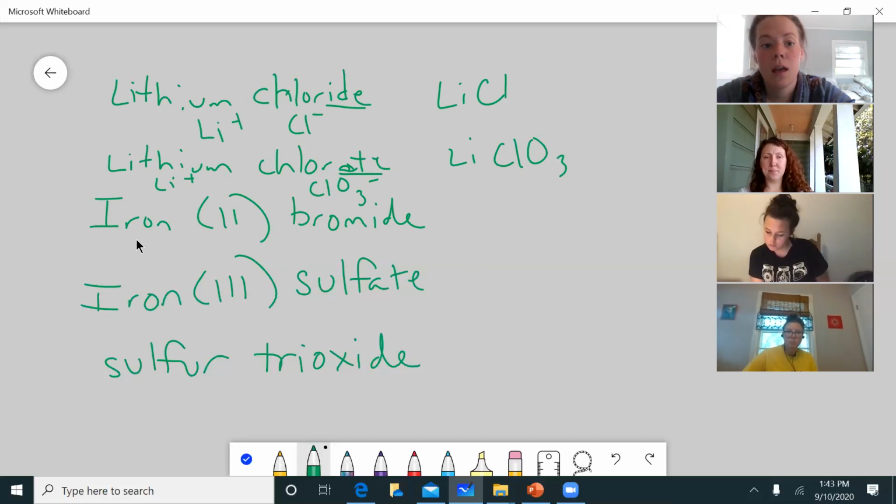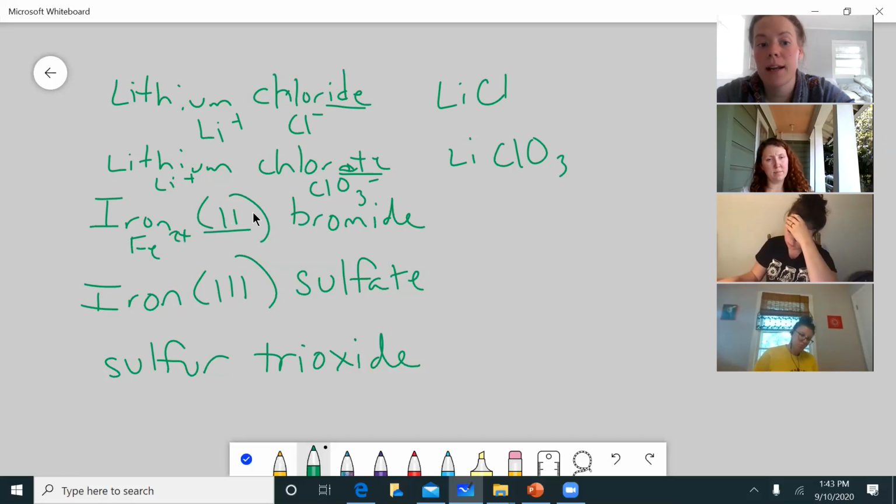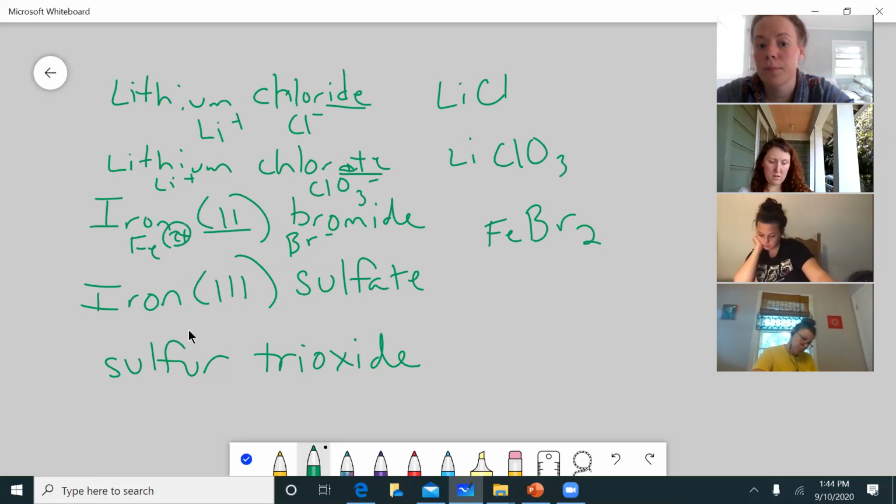LiClO3. Iron(II) bromide. So I'm dealing with iron, and I have a 2+ charge. That's why the writer had to put the 2+ in there, because otherwise you don't know what the charge is, right? Bromine, Br, minus charge, flip flop. We should end up with FeBr2. The 2 is coming from this thing here.